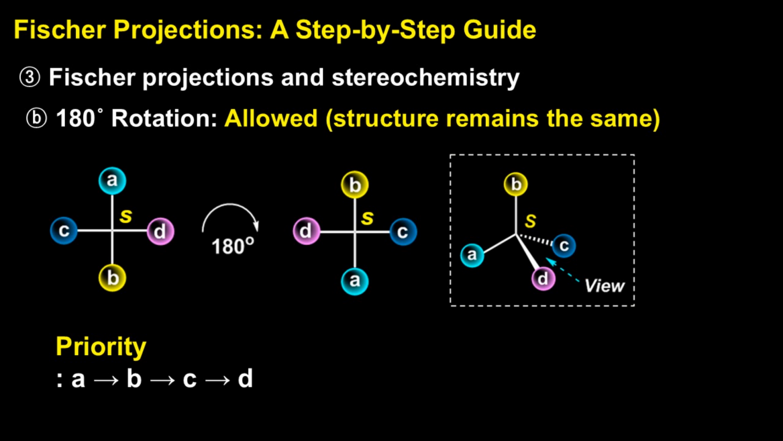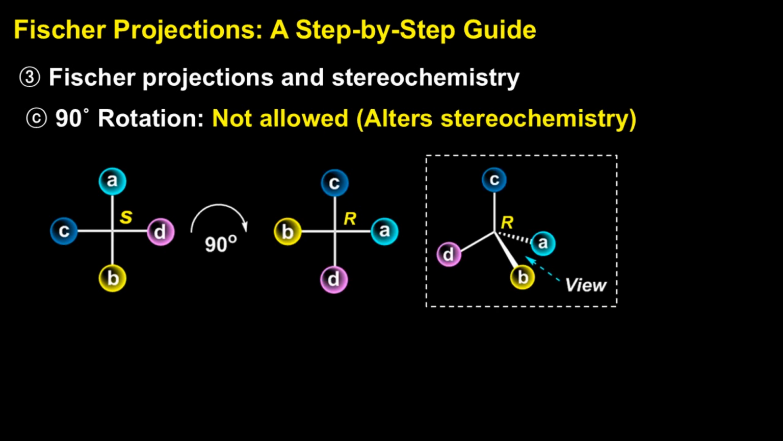For example, let's say we assign priorities as A highest to B to C to D lowest. If the chiral carbon in the original Fischer projection on the left has an S configuration, rotating the molecule by 180 degrees still leaves us with that same S configuration. So this confirms that a 180-degree rotation is totally valid and doesn't mess with chirality at all.